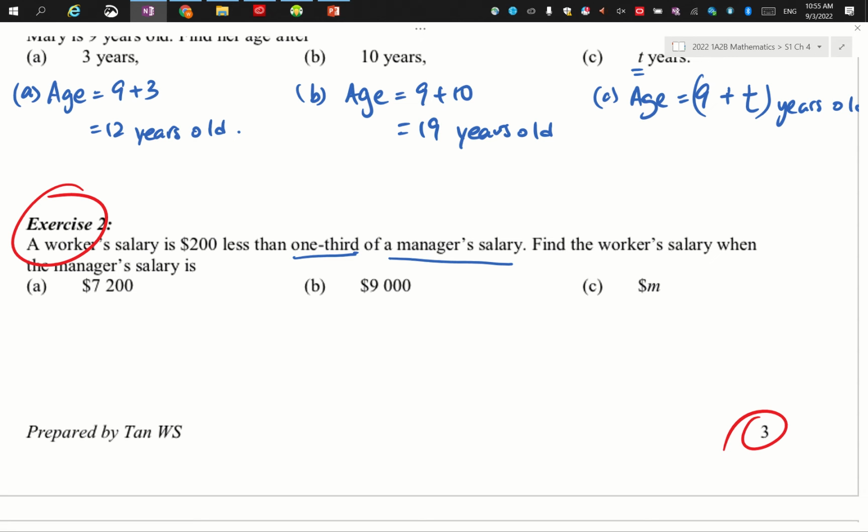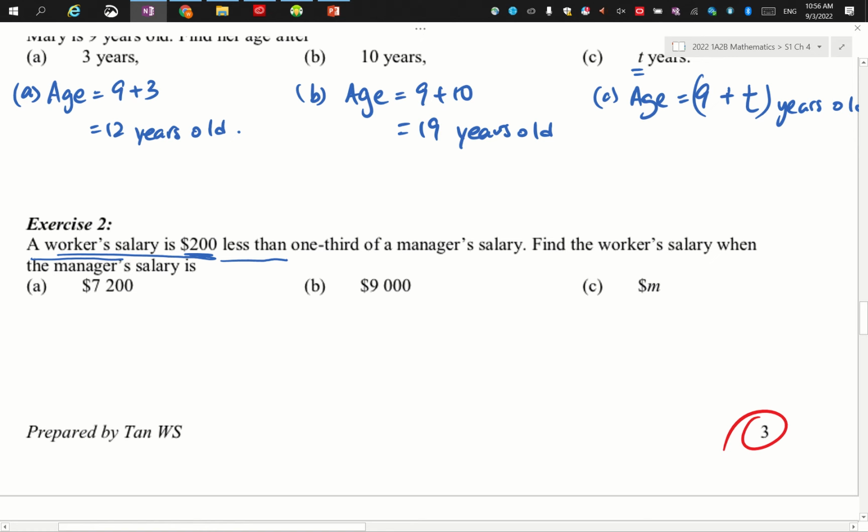English is important. Understanding of the question is key to start doing it correctly. First we have somebody over here who is a worker. A worker's salary is $200 less than something. I know that whatever I'm comparing with, the worker is earning $200 less than that. So far, okay?